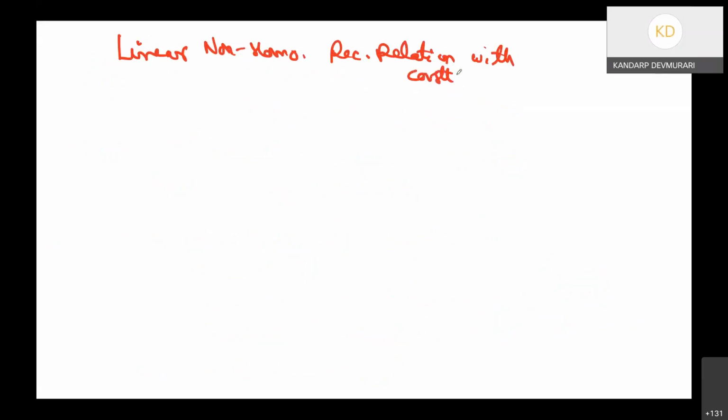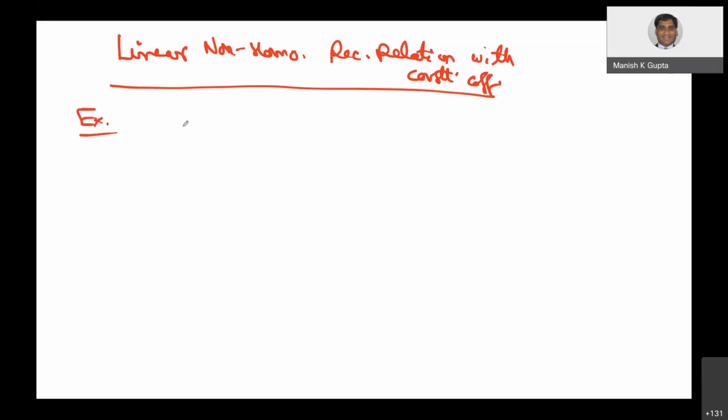So now we are dealing with a linear non-homogeneous recurrence relation with constant coefficients. One such example could be a_n is equal to 3 times a_(n-1) plus 2n. The portion 3a_(n-1) is linear, but if I add 2n here, it is still linear, but it is non-homogeneous because of this term, right?